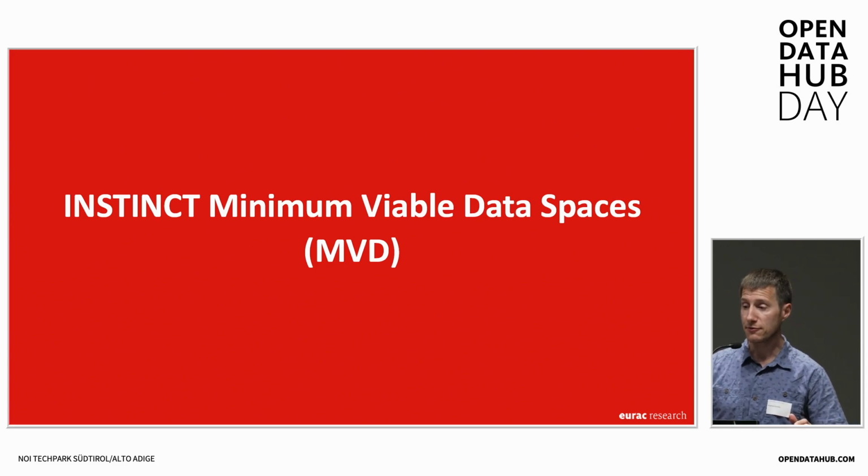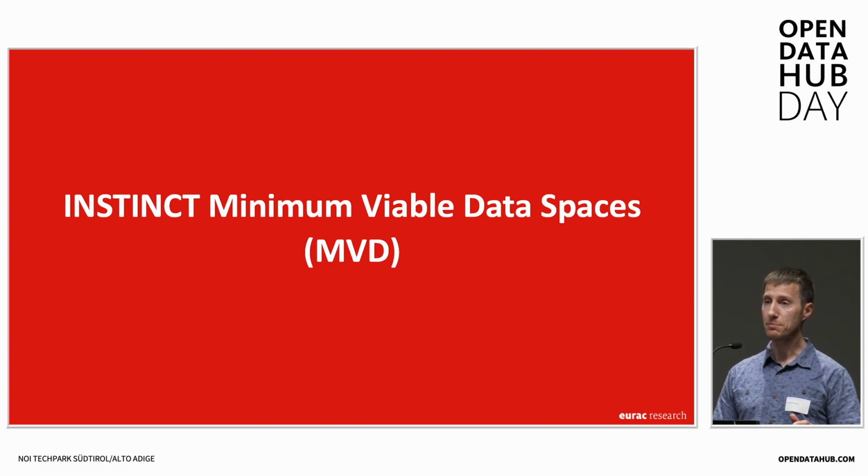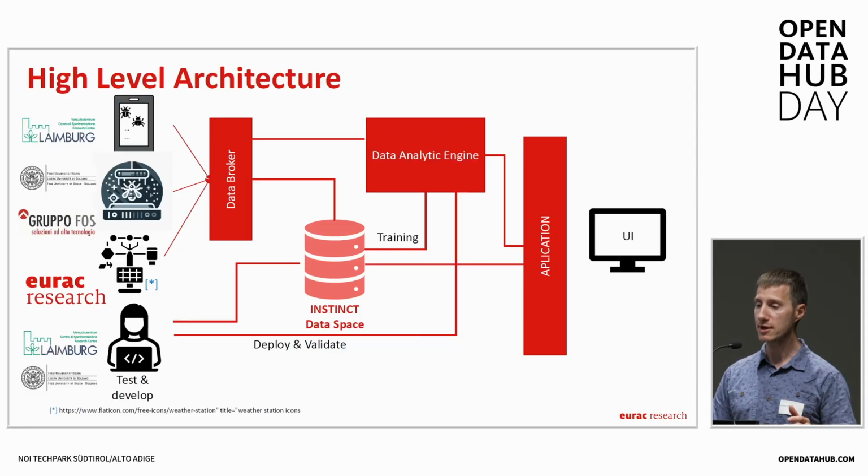So what we did for the Instinct project was to set up just a minimum set of these 17 components. And let's try to have an overview of what we want to set up at the end of the project, that will be in December of next year. So we still have some time to complete, of course. Here on the left, you can see the list of the partners that are the Limbo Research Center, the University of Bolzano, Gruppo FOSS, and EURAC Research that represent also the data collector for this project.